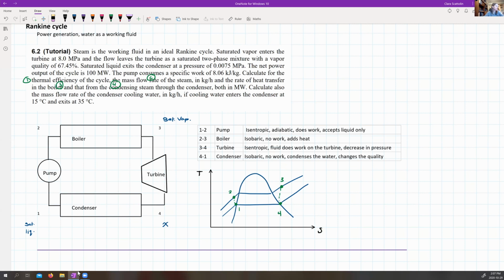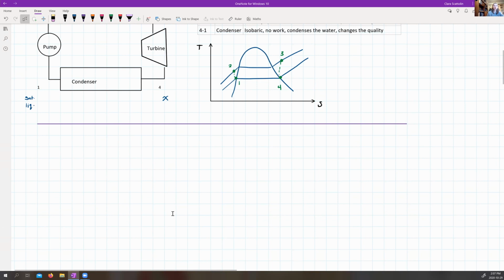All right, so given what they told us about the states, saturated vapor, saturated liquid, and mixture, I can get a lot of information out of the table. Once you figure out all of the phases and everything that's being asked, these questions are not all that complicated because we've covered all of these components already. My knowns: the net work is 100 megawatts, and the work of the pump is 8.06 kilojoules per kilogram.